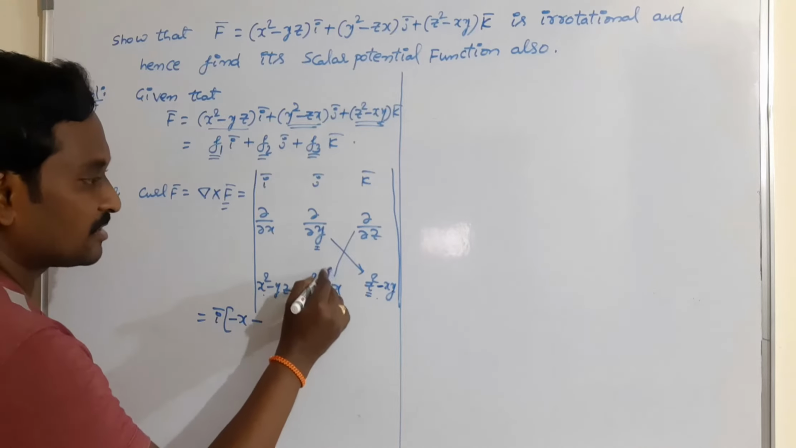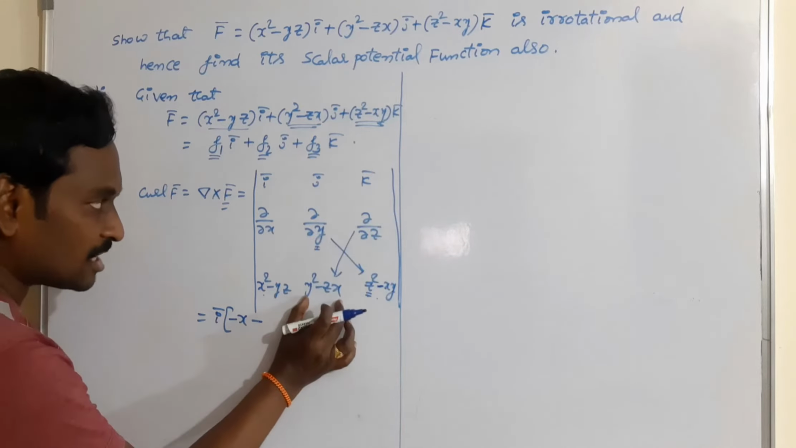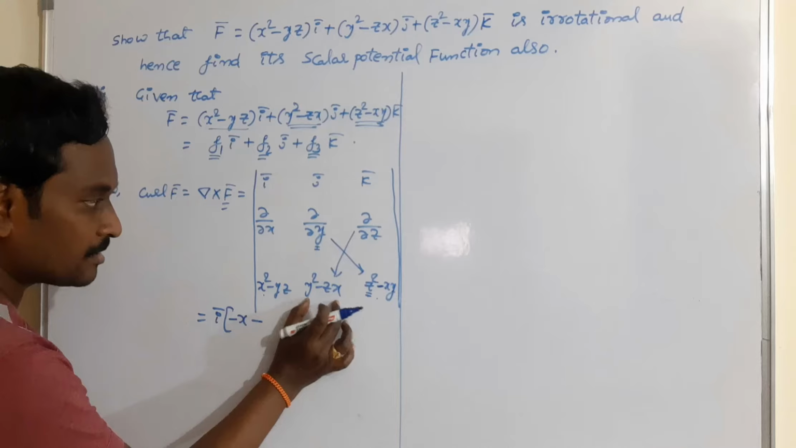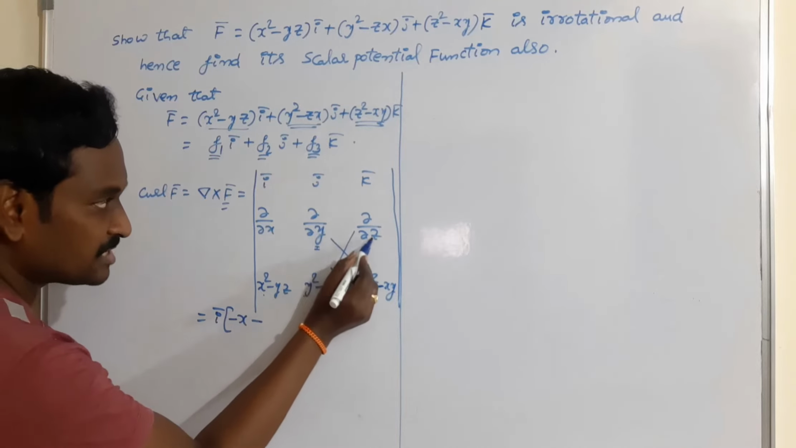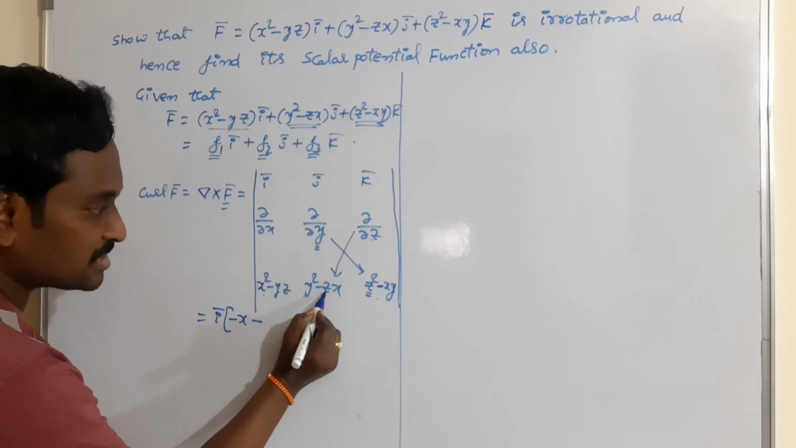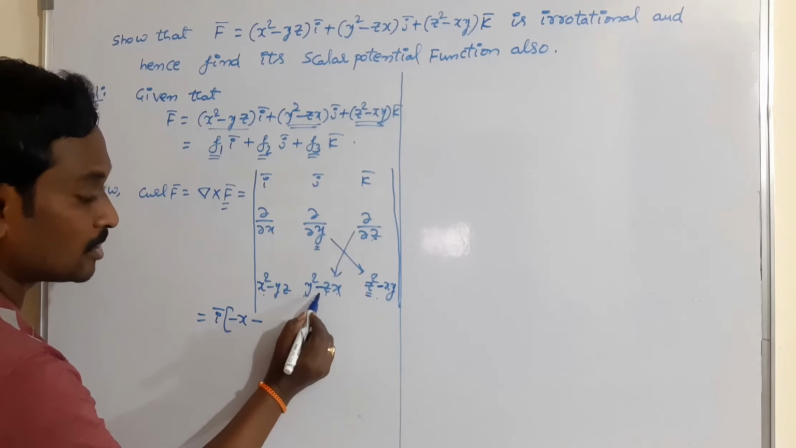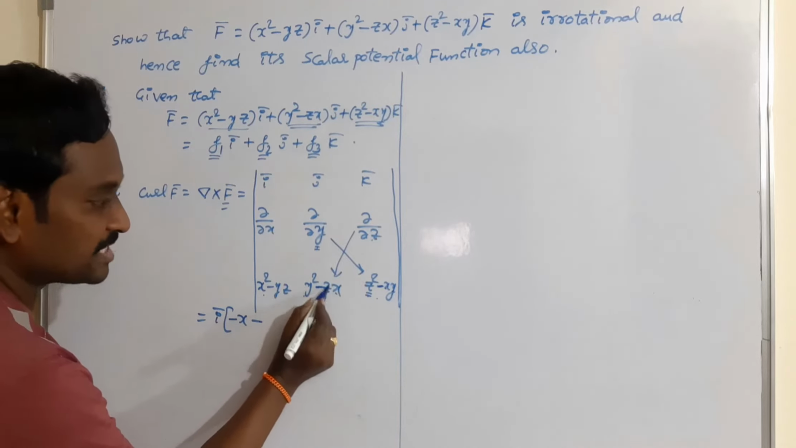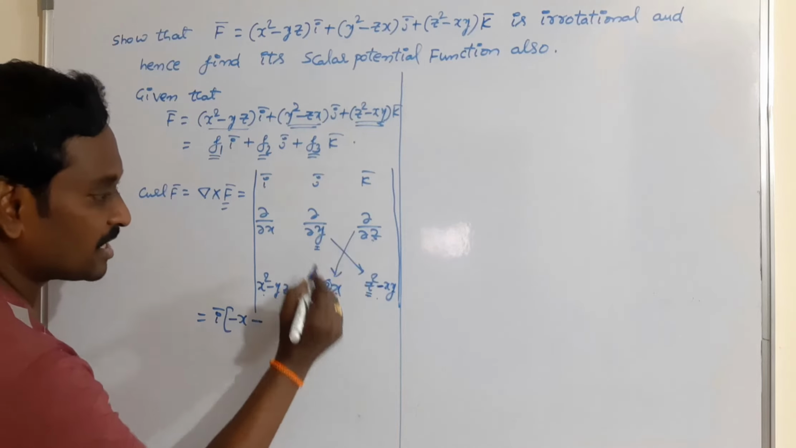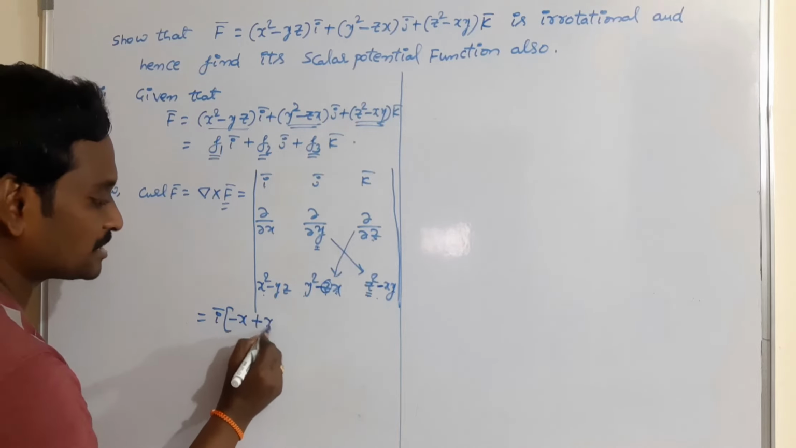Minus, see this one, dou by dou z of this term. In this case only z is the variable. Differentiation of y square with respect to z is 0. Partial differentiation of zx with respect to z gives x, since the differentiation of z is 1. 1 into x, x. Minus of minus gives plus x.